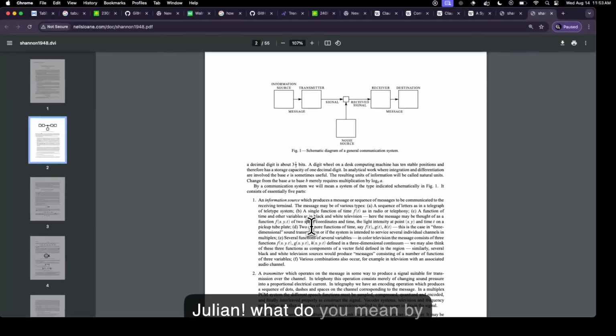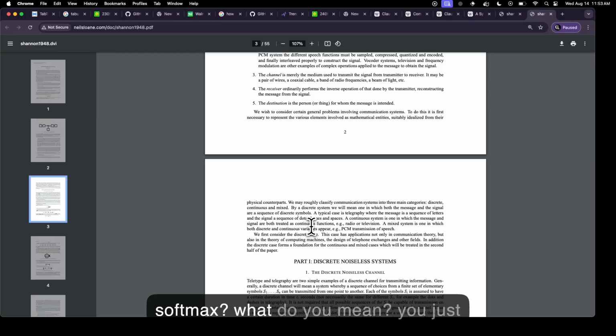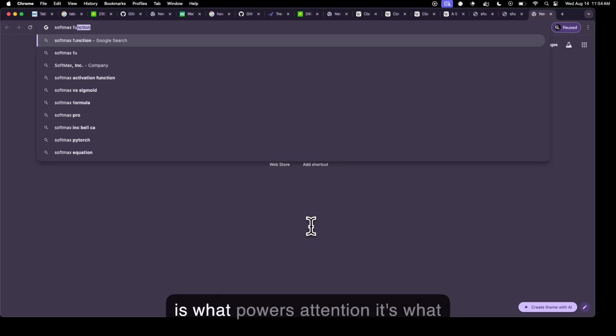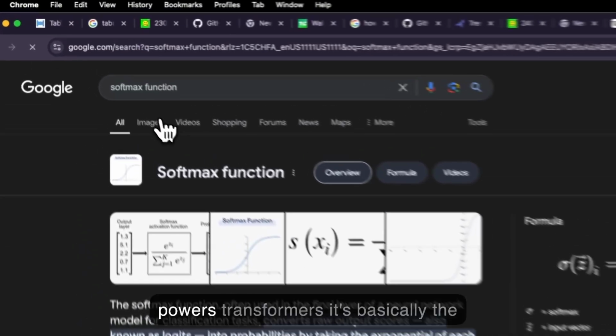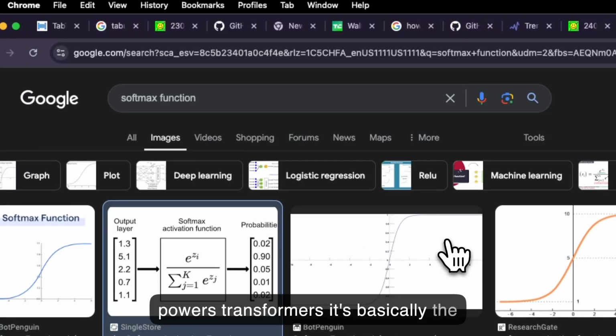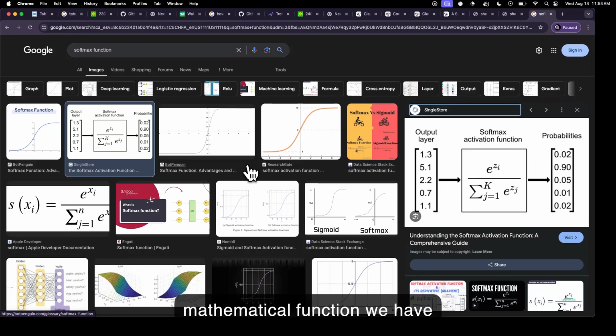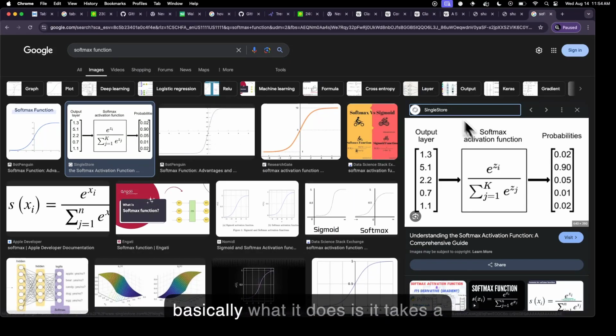Julian, what do you mean by softmax? Well, you just said softmax equals this. I don't understand what softmax is. Softmax is what powers attention. It's what powers transformers. It is probably the most important mathematical function we have ever discovered. Basically, it takes a bunch of numbers, a bunch of matrices, and converts those matrices into probabilities.